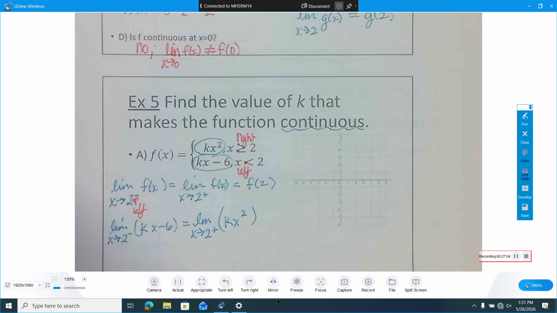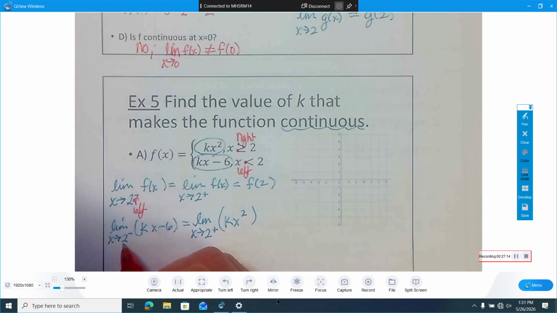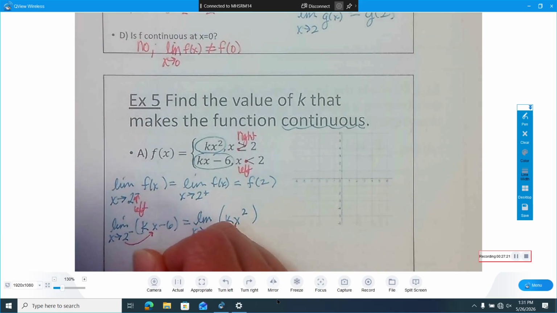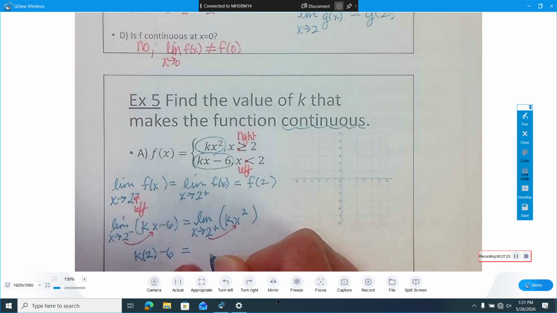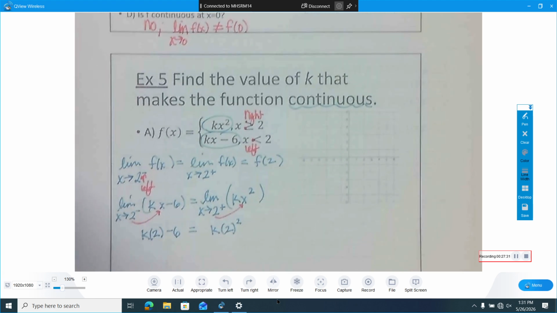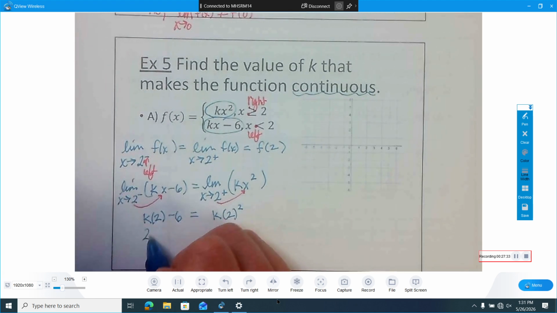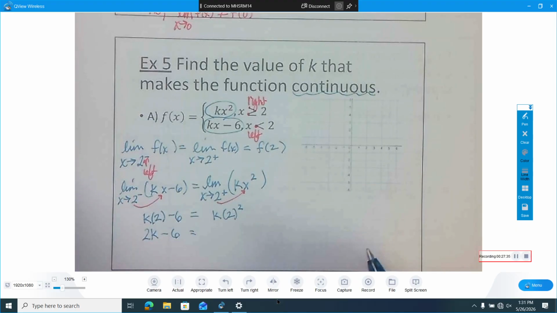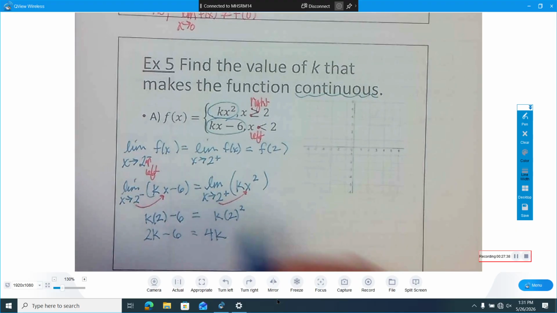Well, what do you do if you want to figure out a limit? We're plugging in an x value is essentially all we're doing. So this is my x value. We're going to just plug in our x value. So k times 2 minus 6 equals k times 2 squared. I'm going to clean it up a little bit, so I get 2k minus 6 equals 4k.